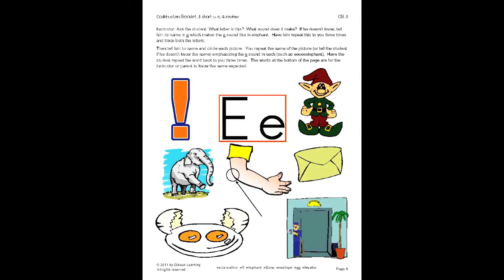Have the child name and circle each picture. Help the student to emphasize the eh sound when naming each picture. This is a picture of an exclamation. Exclamation.